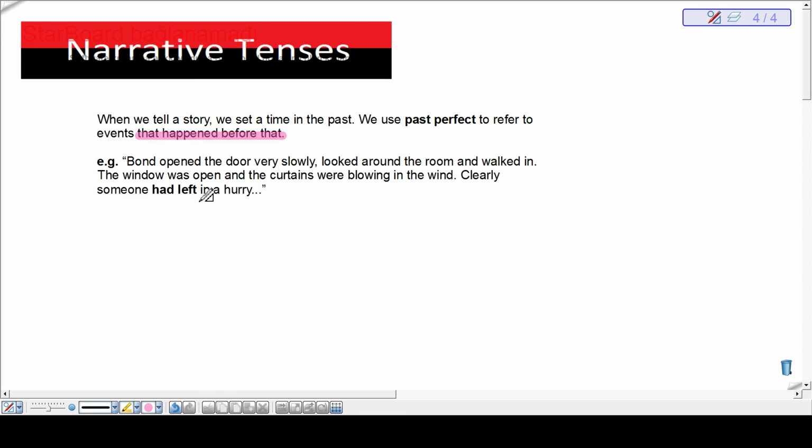Here, someone left the room before Bond arrived there. So you see, this is past perfect in our story. And here we see that we use past continuous to give background.